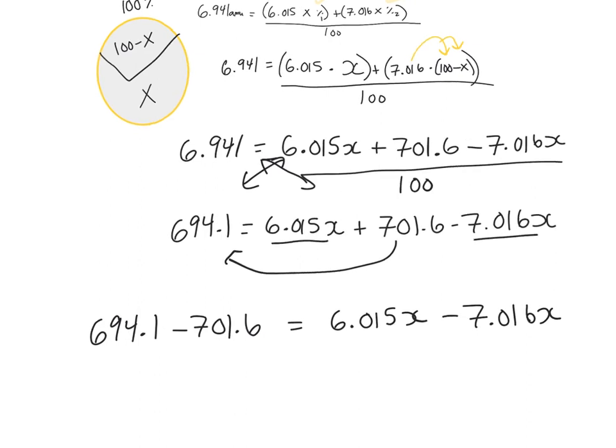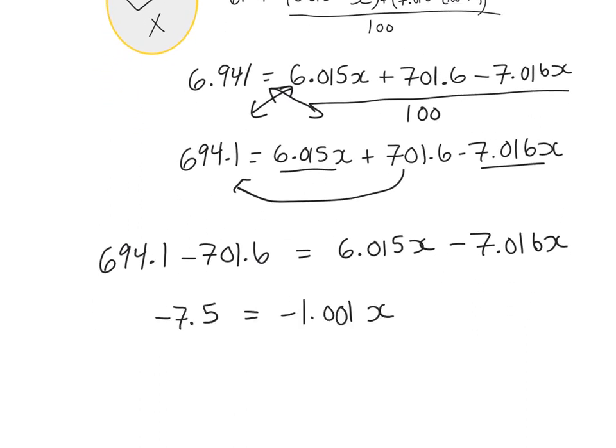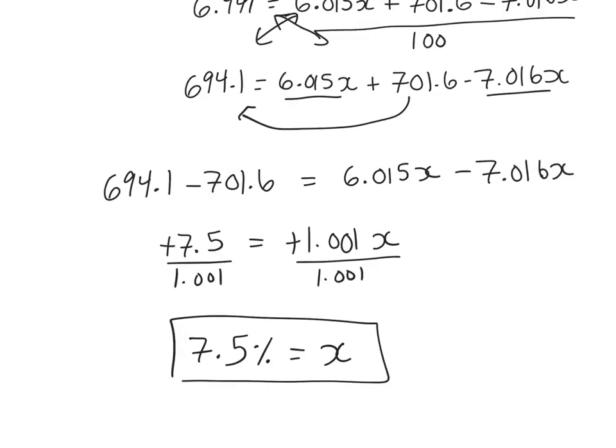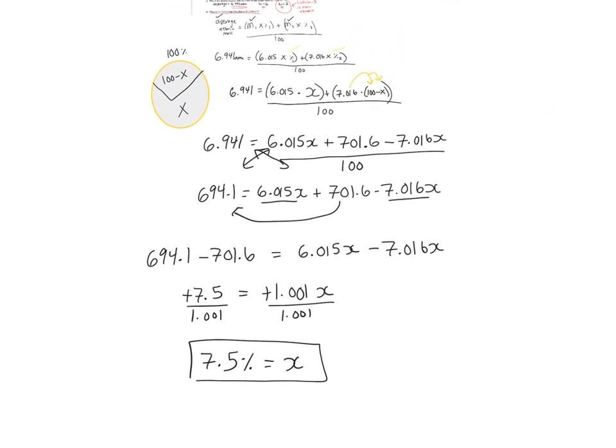Now I'm just going to subtract. When I subtract, here are my new numbers. Because it's minus and minus, I can make them plus and plus. Now I need to get x alone, so I will divide by 1.001 on both sides. So x is equal to 7.5%. Now let's go back to our equation and look, where did we put x? X is with lithium 6. So lithium 6 has 7.5%.